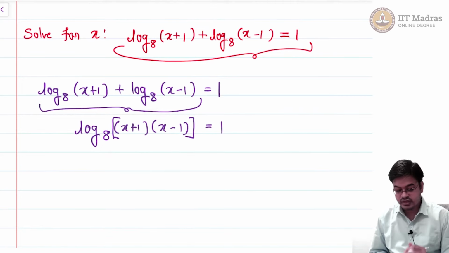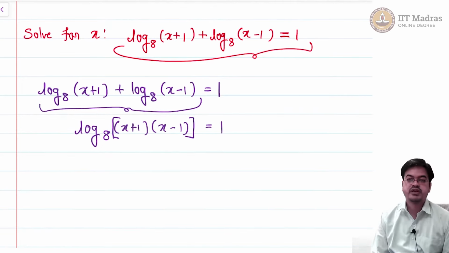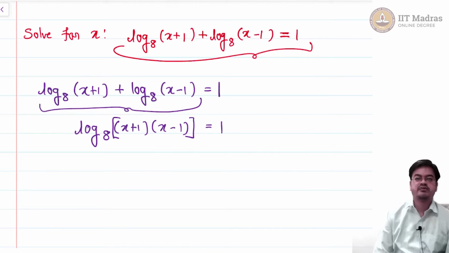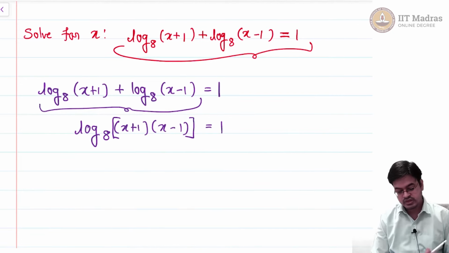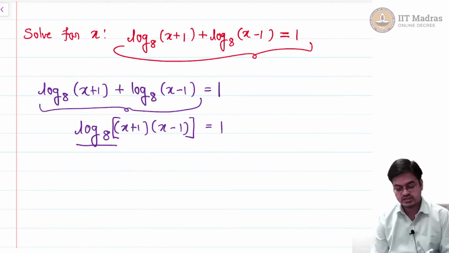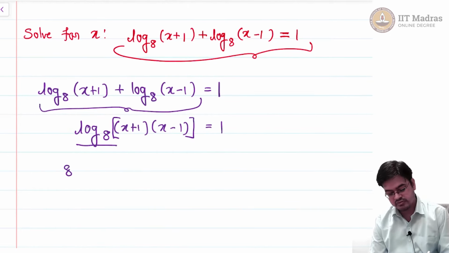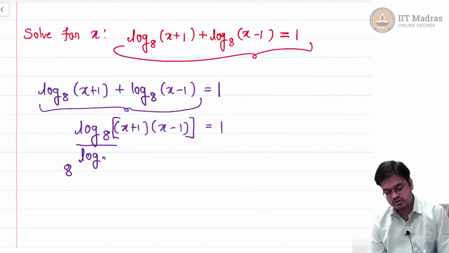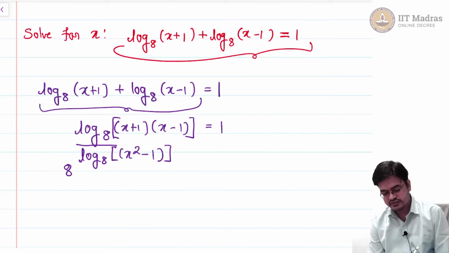Okay, now what can I do? What is a way to simplify? Now I want to get rid of a factor of log. So how will I get rid of this log factor? I will exponentiate. So what I will do is I will raise to the, what is the base? 8. So 8 raised to log to the base 8 of this particular factor. I can rewrite this as x square minus 1, which is easy for me to do, and then this is equal to 8 raised to 1.